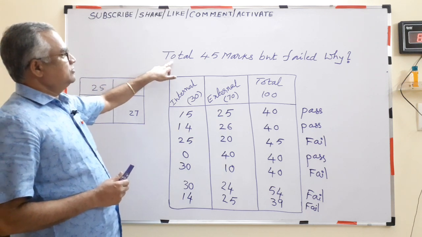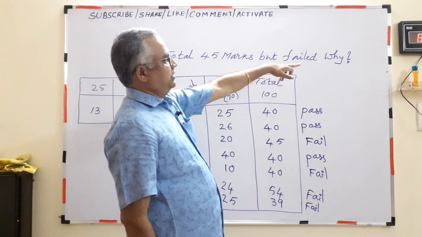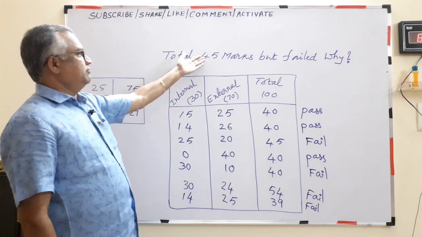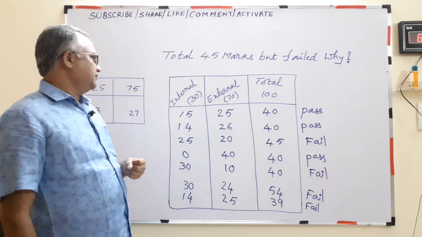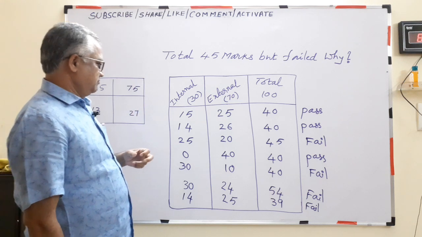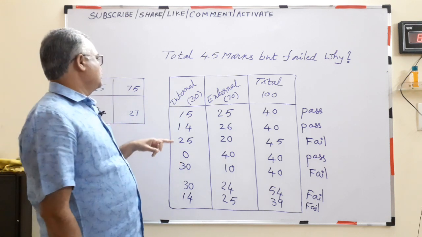Look at this. Total 45 marks but failed. The student is declared as fail. The pass mark is 40 only, but with 45, why failed? That is the surprise, the confusion. So do you want to know this answer?